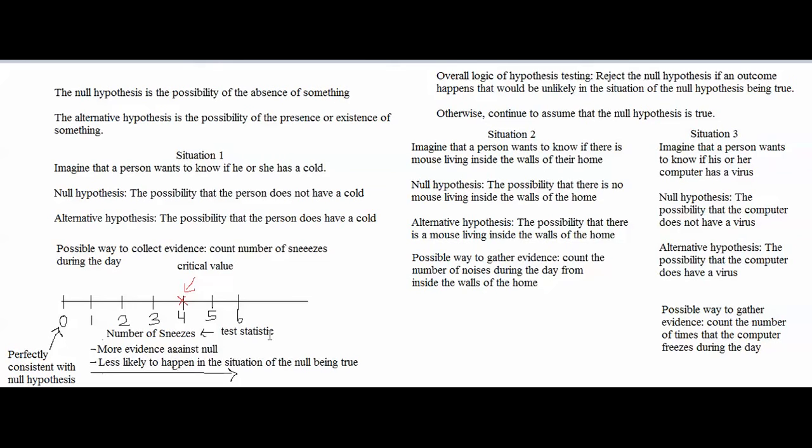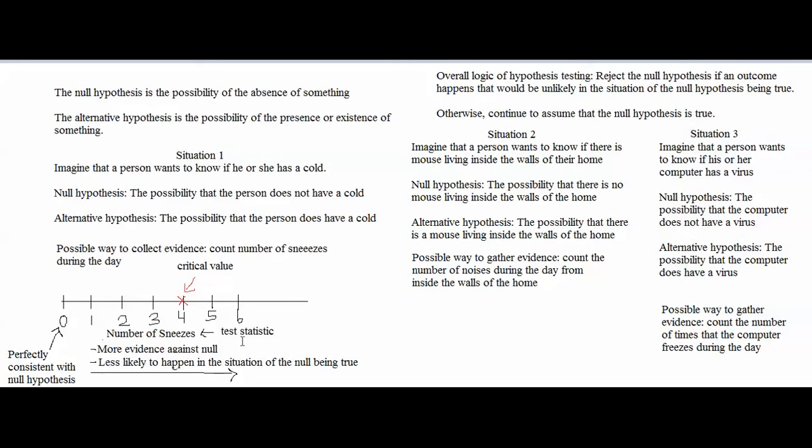So the test statistic is the value that's recorded that shows the amount of evidence that you have against the null hypothesis. That's what the test statistic is. And in this example, it's the number of sneezes. The critical value is the minimum value that the test statistic has to reach in order to reject the null hypothesis.